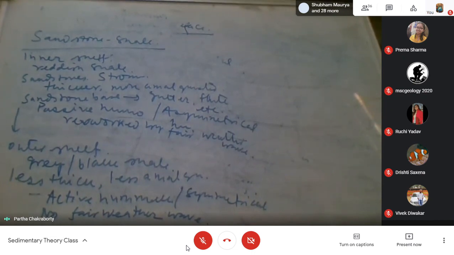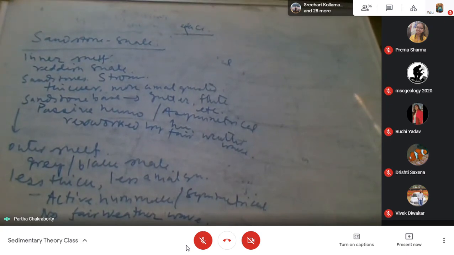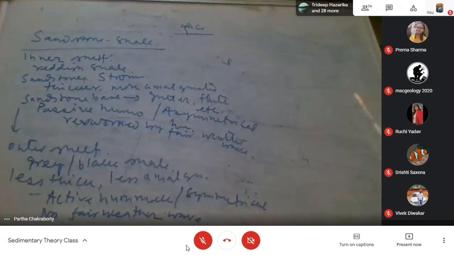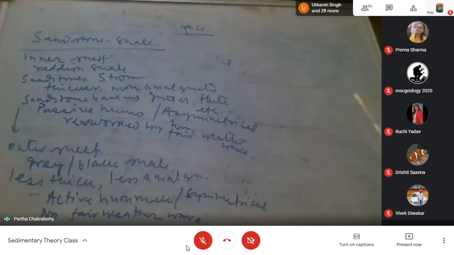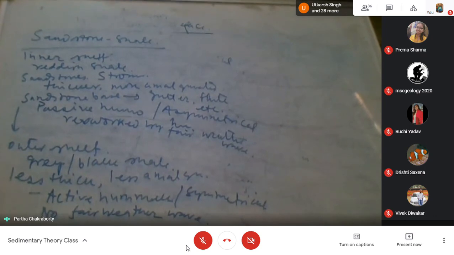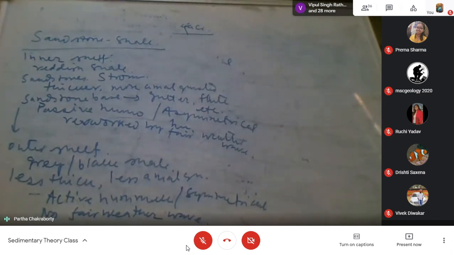So I stop here and next class we'll be discussing the continental slope, and then we'll go to the submarine fan. With that, we'll be ending our clastic discussion. Then we'll go to carbonate. So I'll try to complete the clastic discussion next Thursday, so that from Friday we can start the carbonate.